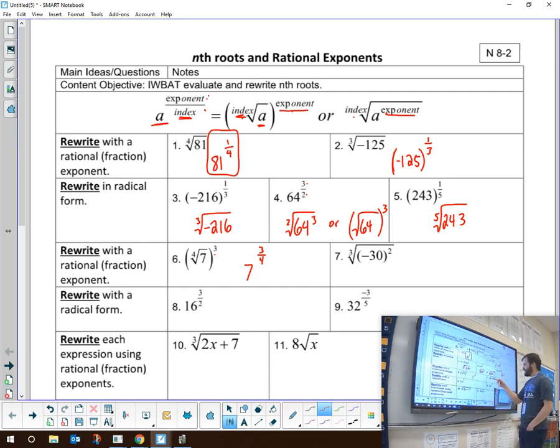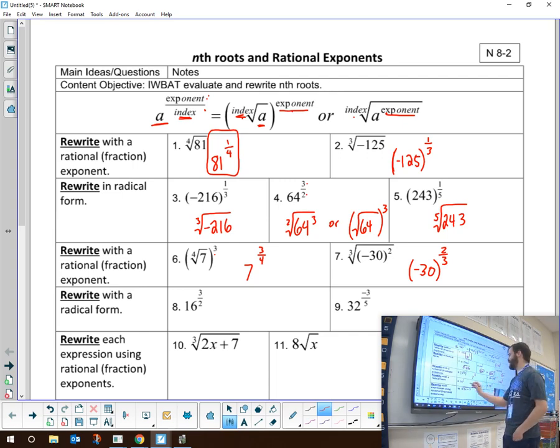This one does have a negative, so make sure you write your parentheses whenever you do this. So we're going to go negative 30 to the power of 2 over my index of 3. So this one's negative 30 to the power of 2/3, and make sure you put your parentheses if you have a negative. Number 8, we have 16 to the 3 over 2. Remember, there's two ways that we can write this.